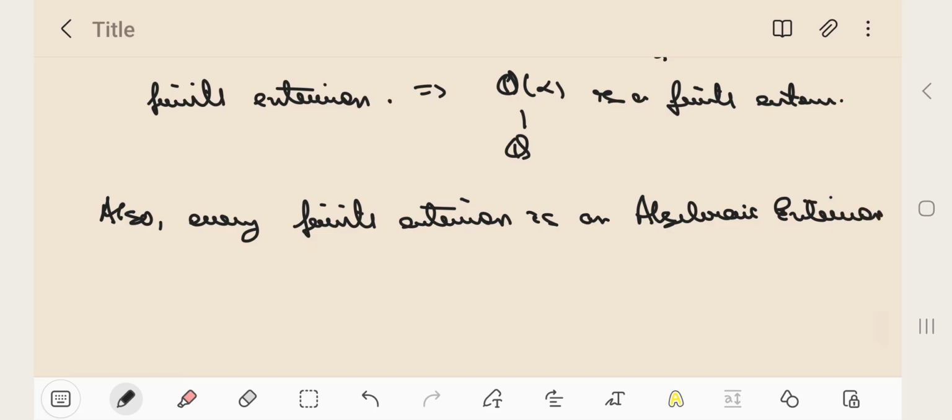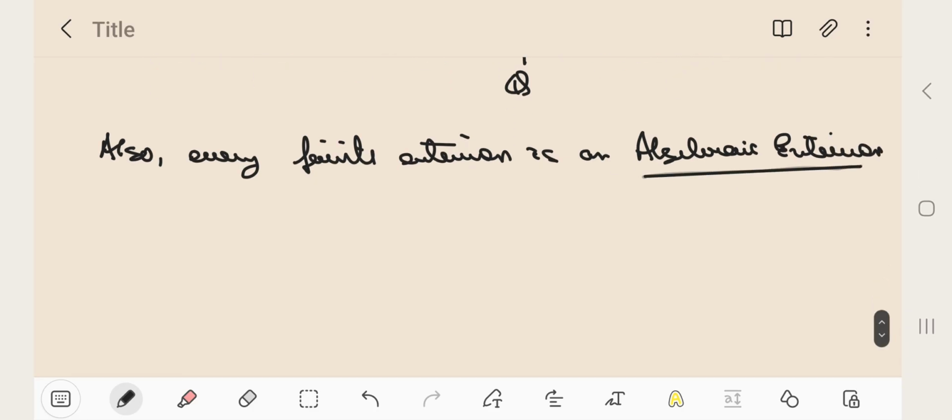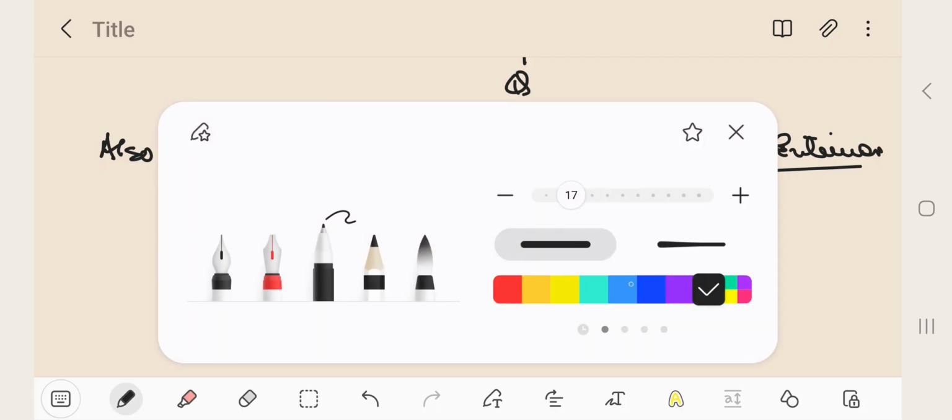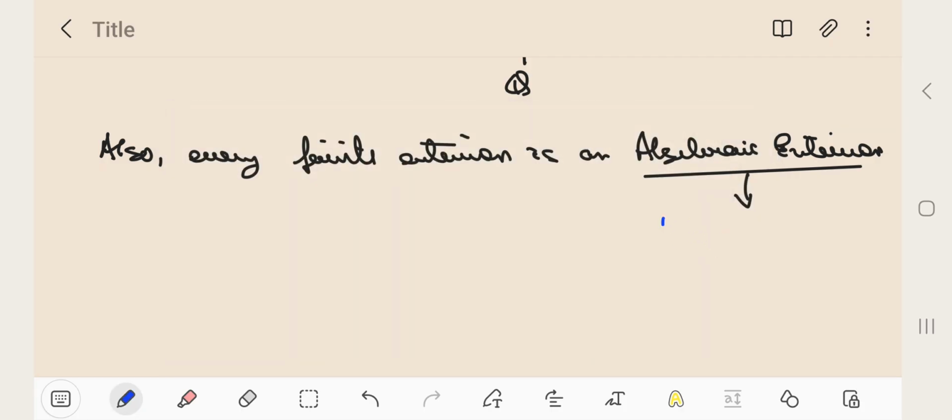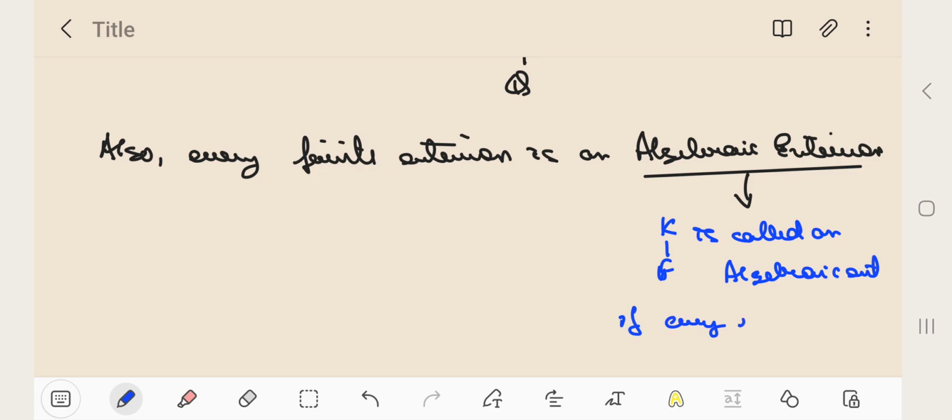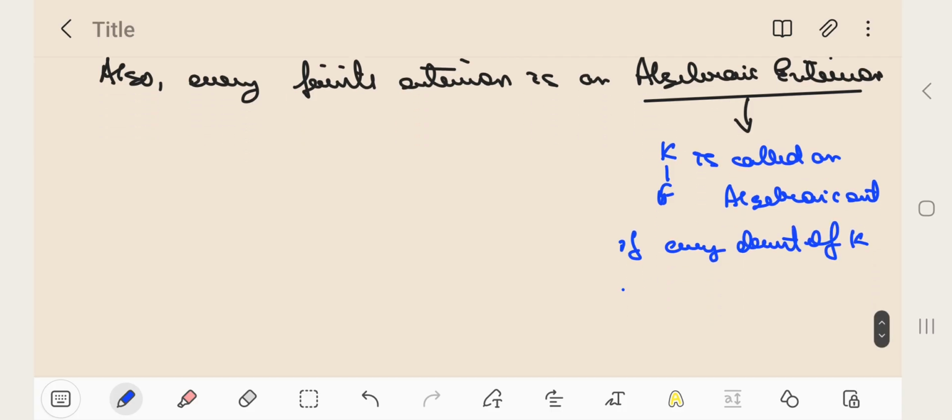And what do I mean by an algebraic extension? Let me just speak about it very briefly. A field extension K over F is called an algebraic extension if every element of K is algebraic over F.